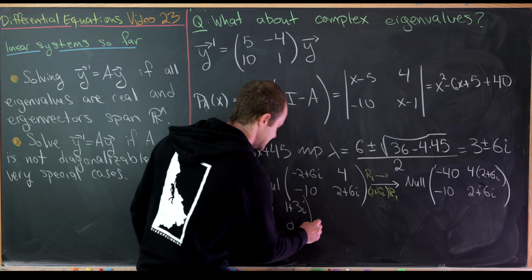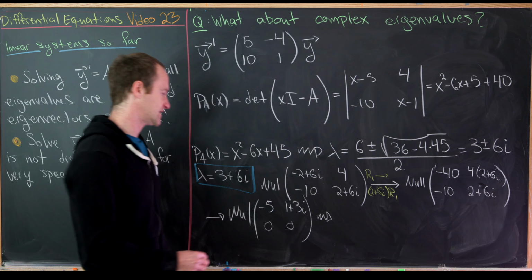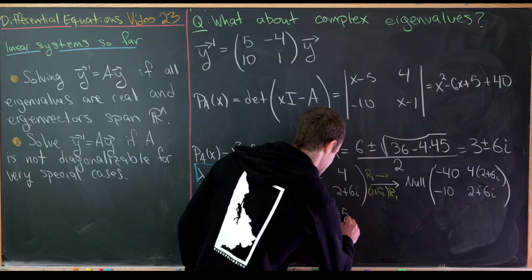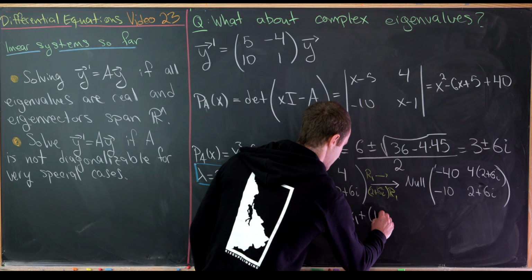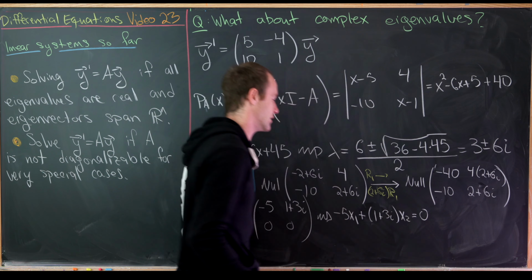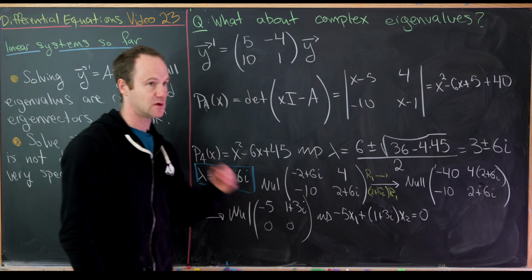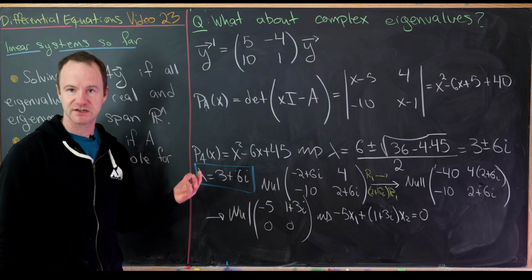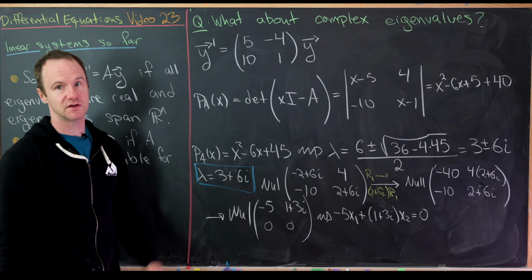And now let's see that that will correspond to the following system of equations. We'll have minus 5x1 plus 1 plus 3i times x2 equals 0. And that's just by taking this matrix and multiplying it by the vector x1, x2, where that vector x1, x2 is in the null space.